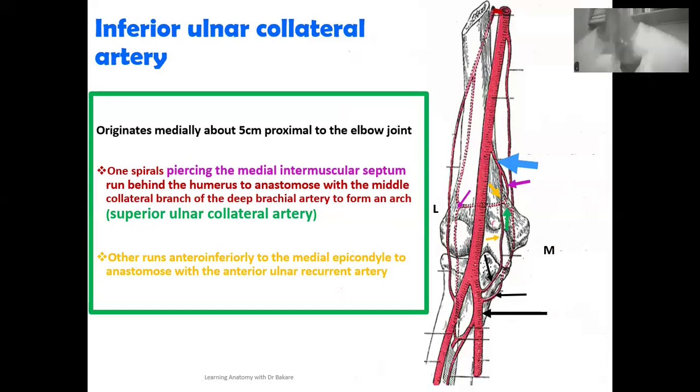It is seen to maintain the anterior course, all in the quest of creating anastomosis with the anterior ulnar recurrent artery. While the first branch, we say, will pierce through the medial intermuscular septum just to gain access into the posterior region. And the aim here is for it to create anastomosis with the middle collateral branch of the deep brachial artery. So you can see how these arteries run all in the name of being able to connect perfectly with the branch that they will be creating anastomosis with.